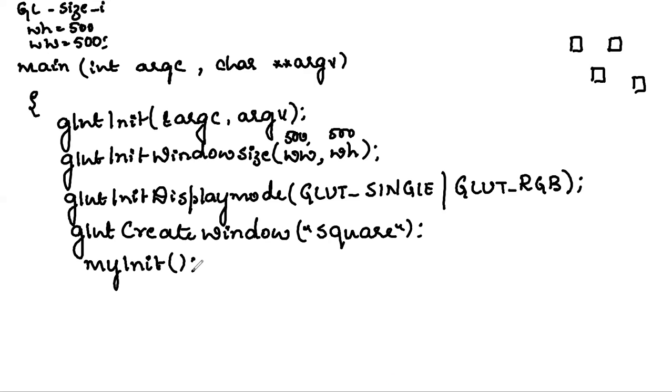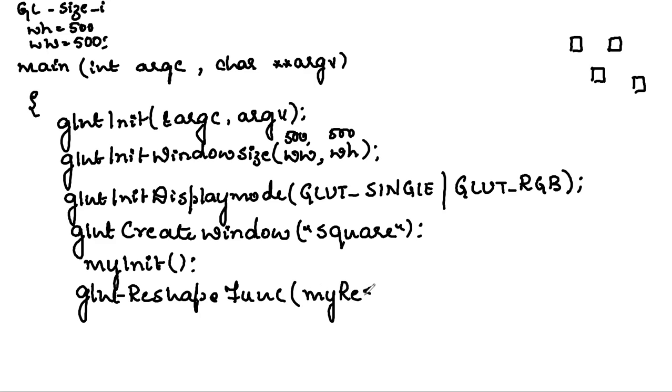And let us write the reshape function that will be generated whenever the output window is resized, that is either increased or decreased. In order to call that reshape function, let us write glutReshapeFunc, and this will take the argument which is the function name. I'll write it as myReshape.